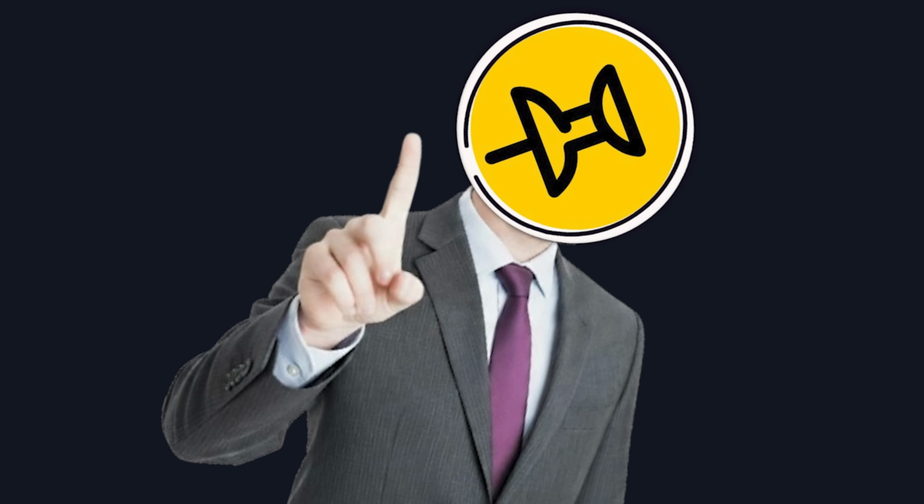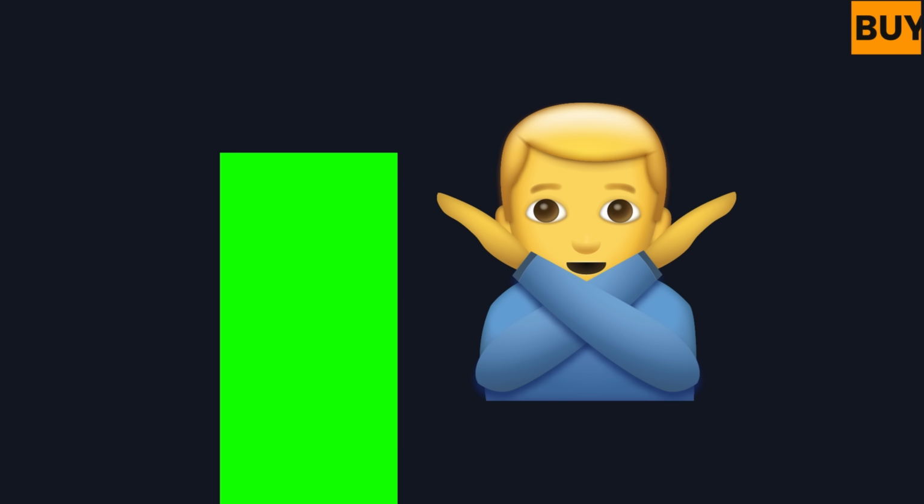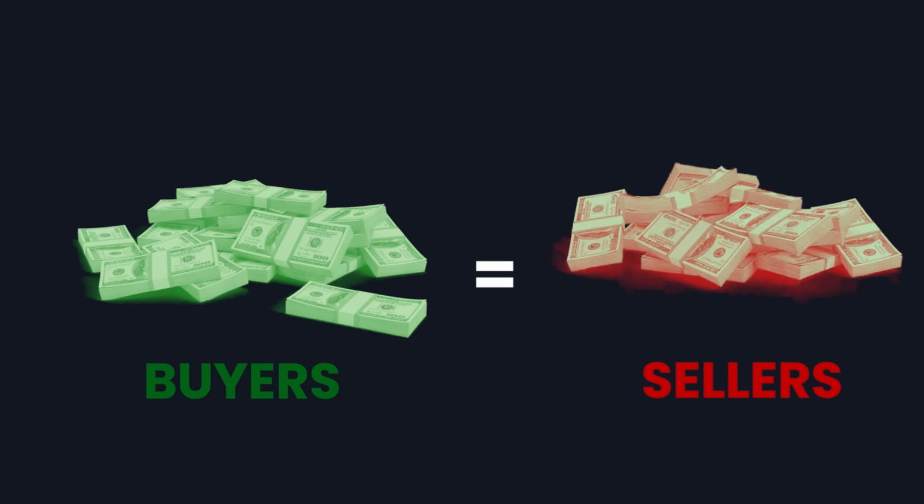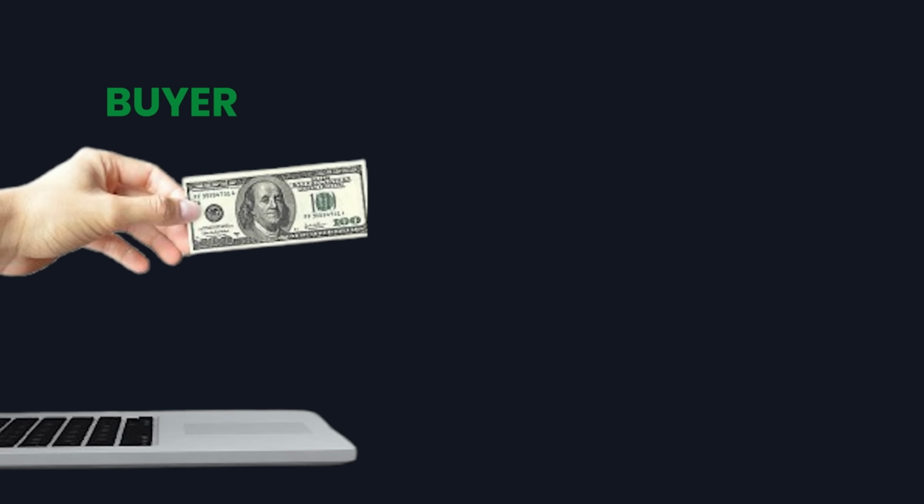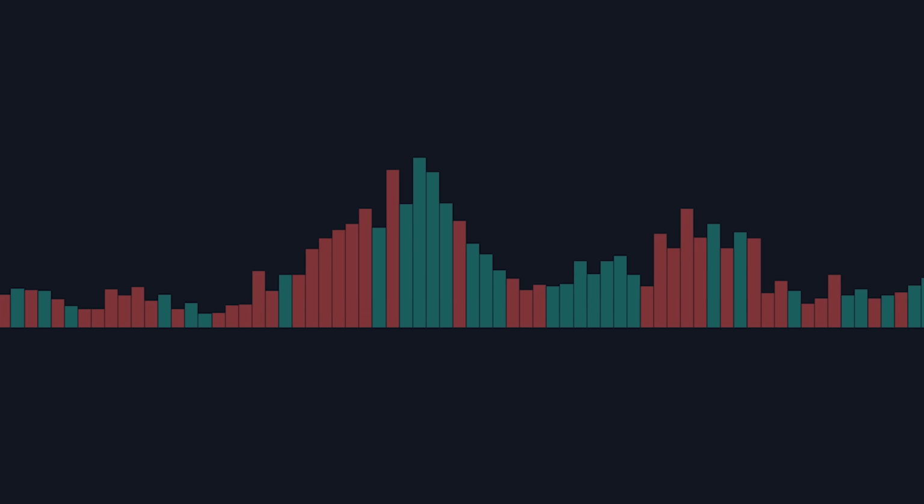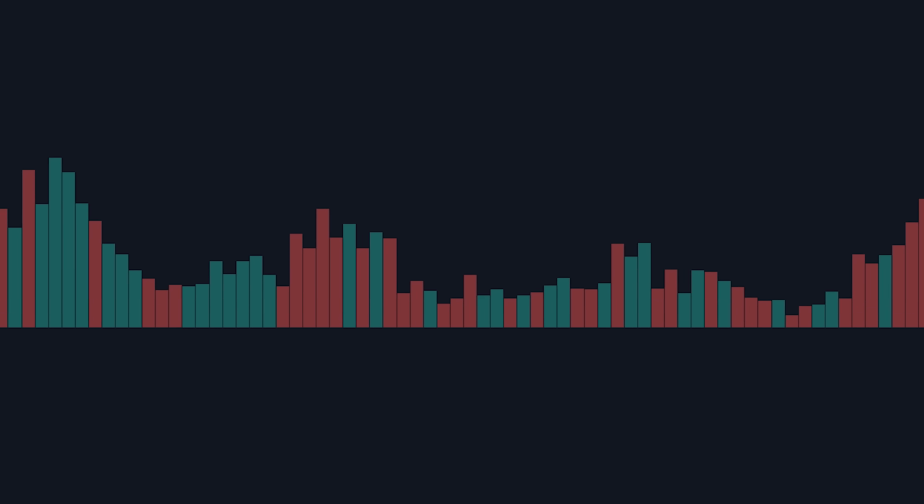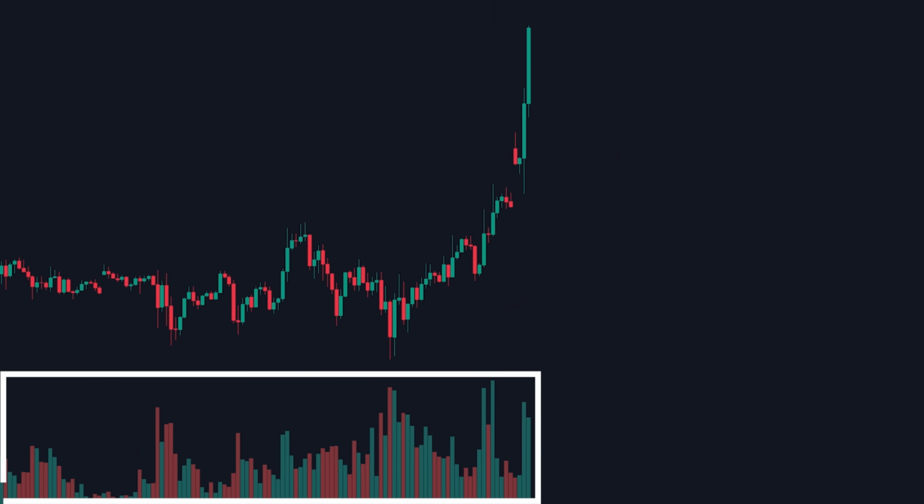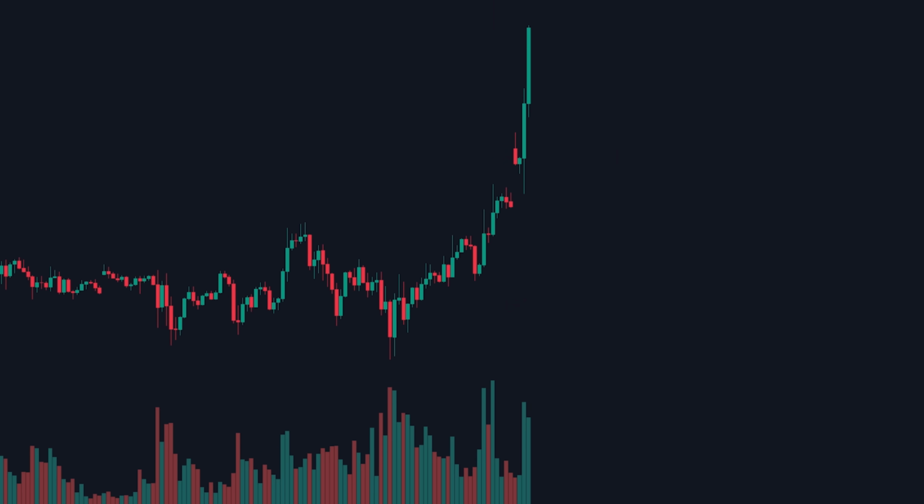Now, one thing to clear up immediately, a green volume bar does not mean buying. A red volume bar does not mean selling. Every single trade requires a buyer and a seller. Always. If you bought 50 shares, someone sold you those 50 shares. Volume counts the number of transactions, not who's winning. The color of the bar just follows the color of the candle above it. That's it. What you actually care about is the size of the bar.